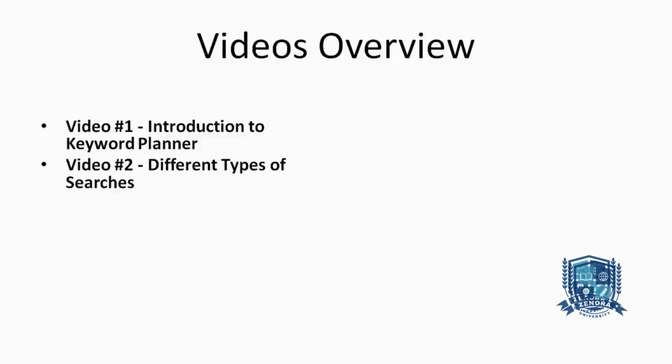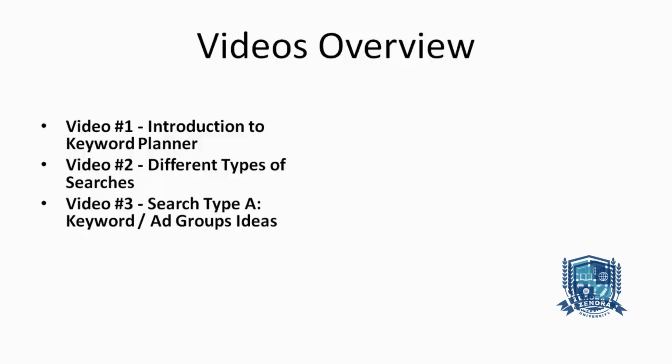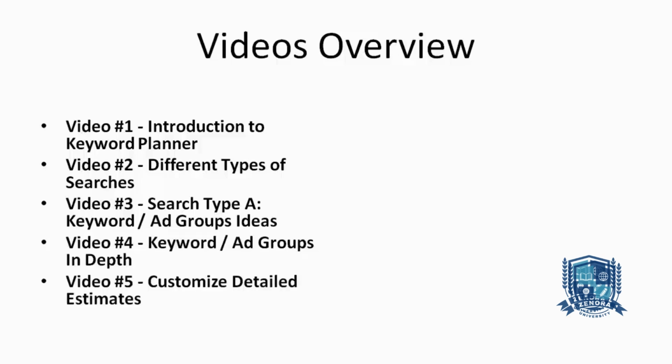So just a quick video overview right now. The introduction is this specific video, so I'm going to briefly talk about what you need and how it all works. Video number 2 is going to be the different types of searches. As you know, there are 4 different types of searches. The first one is going to be covered in video number 3, and since that's a lot more in depth, I'm going to go further in depth in video number 4 on that specific type of search.